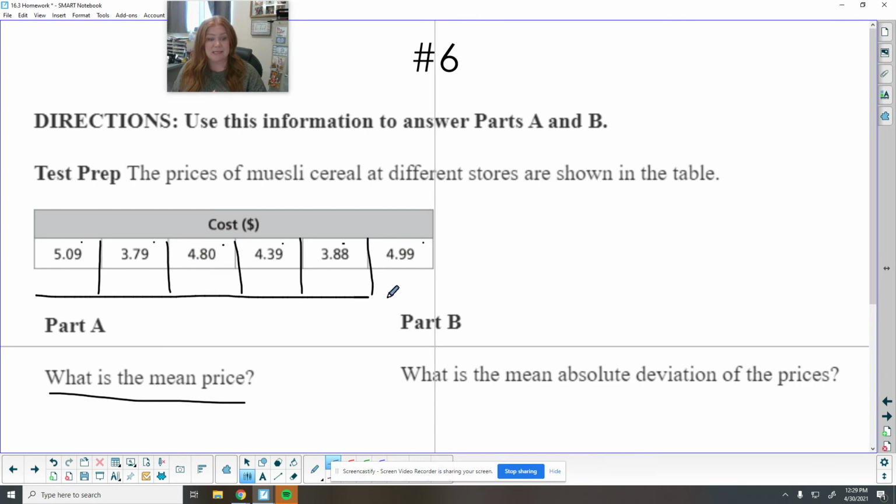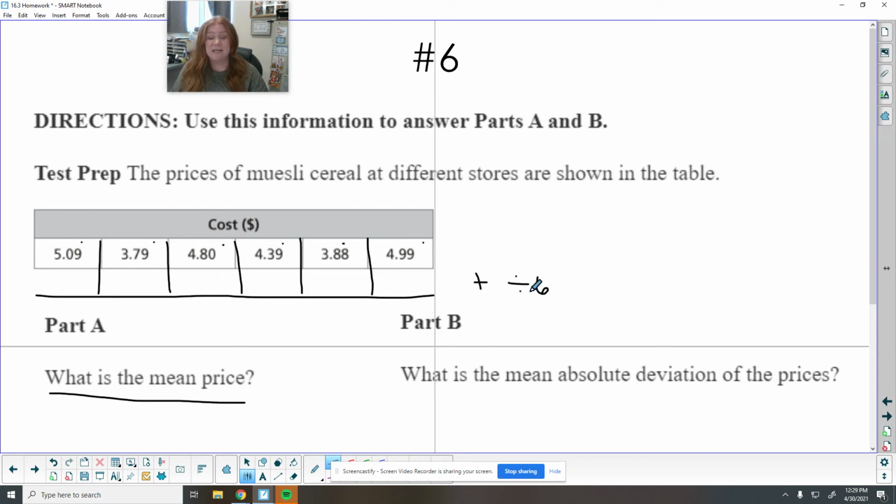So now we can answer, so we need to find the difference here. So find the mean. How did I get from $5.09 to the mean? Right here. How did I get from $3.79 to the mean? So record for each box their distance to the mean. So how far do they deviate away from the mean, their absolute deviation? And then we're going to add them up and divide by 6 again, because there's still 6 boxes.